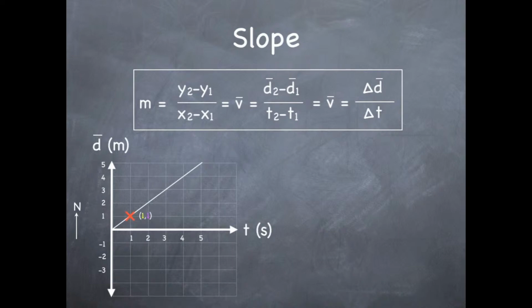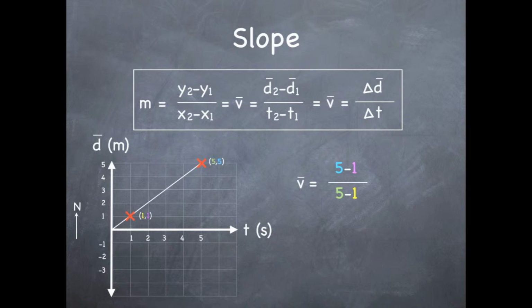Let's go over an example. The first point is 1 meter north in the first second. In the fifth second, we have the second point, which is 5 meters north. All we have to do now is substitute the four different values on the graph into the equation above.